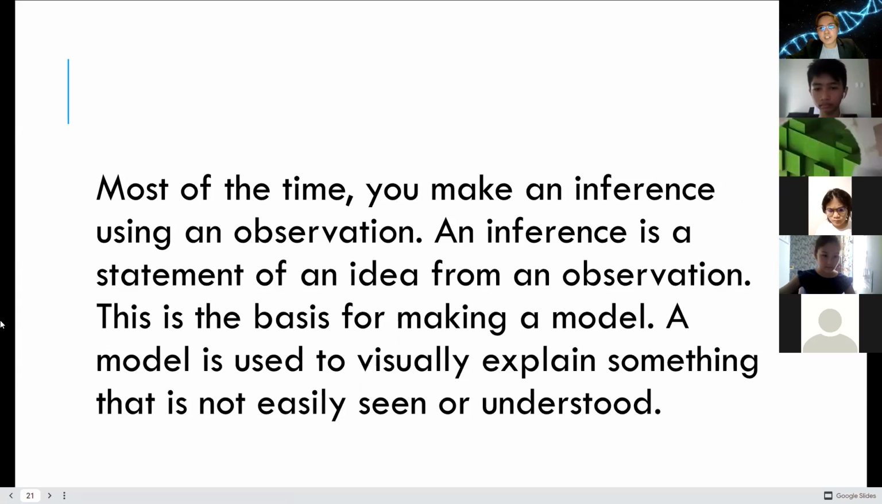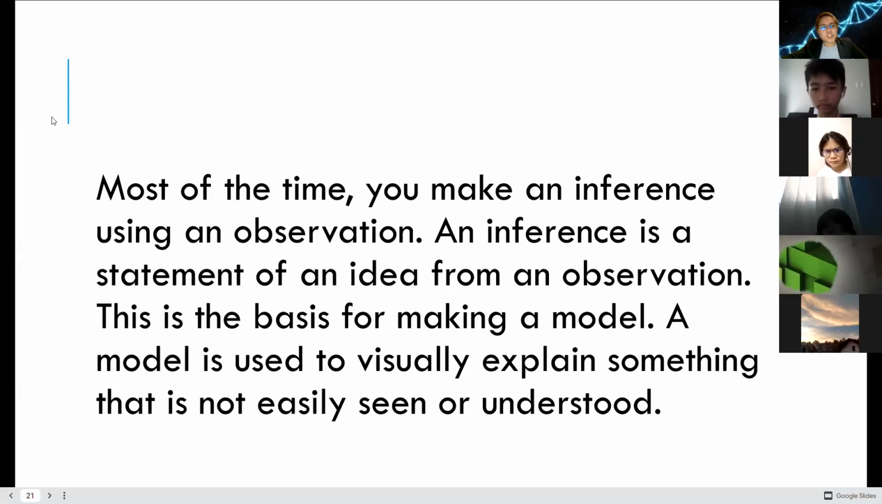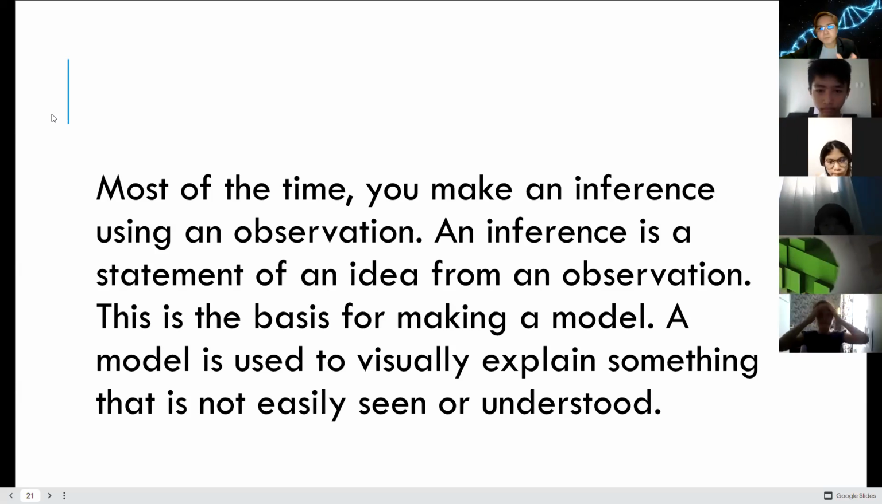For example, the plum pudding model of J.J. Thomson. That's higher level already. J.J. Thomson explained that the electrons in an element are scattered like in a plum pudding model, like a bread dough with a lot of electrons scattered on the surface. So that is the model.